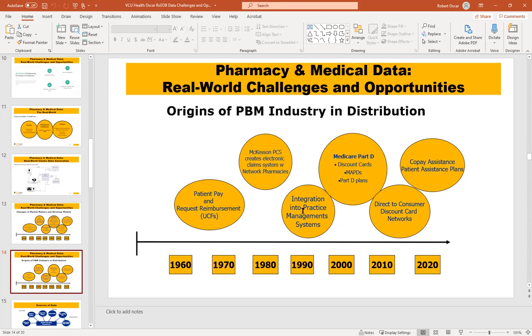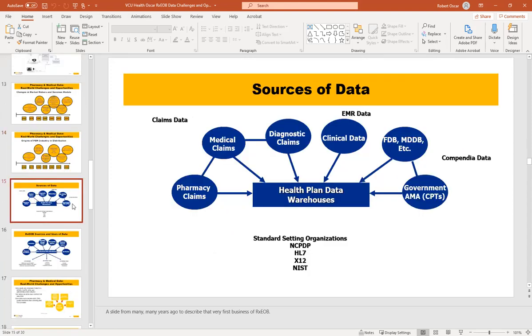Eventually, Medicare came about in the early 2000s, initially as a discount card program, which spawned the discount card industry. And now that has moved on to copay assistance and patient assistance. And in each case, particularly now, you're going to see more and more data required. So I'm going to quickly race through this because I realized I went too long.